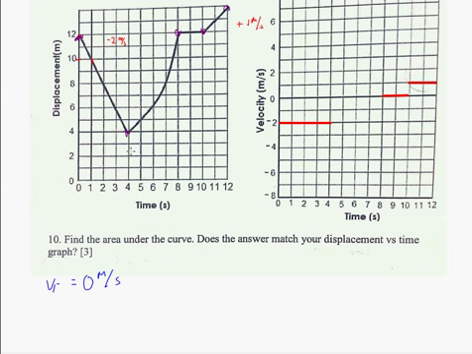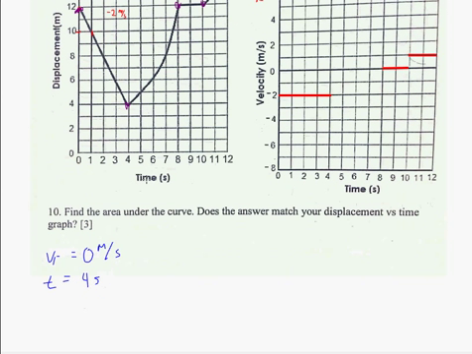Now what we can look at is here. This curve happens from 4 to 8. So that means the total time interval of this particular curve is 4 seconds. It starts at time 4 and goes to 8. The difference makes that time a total of 4 seconds.